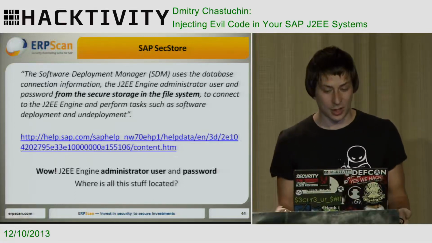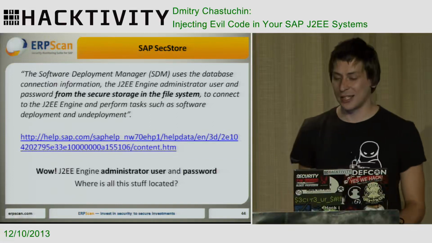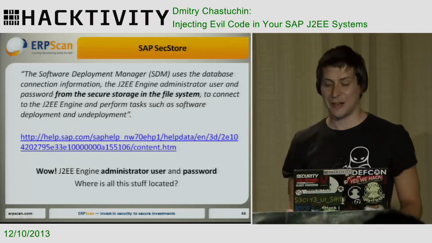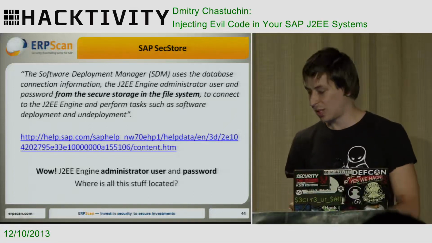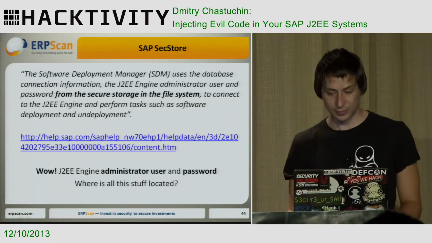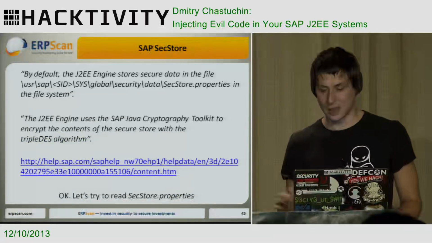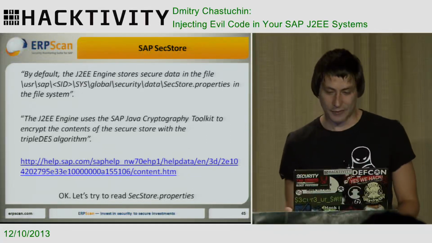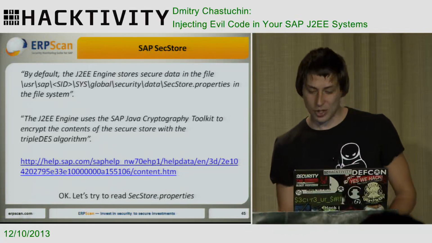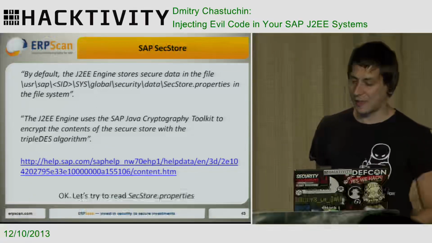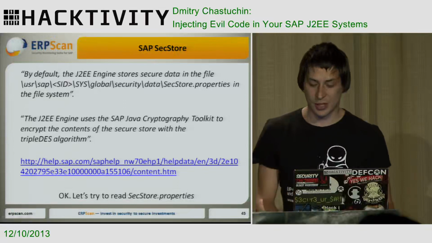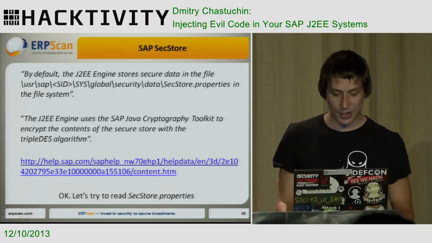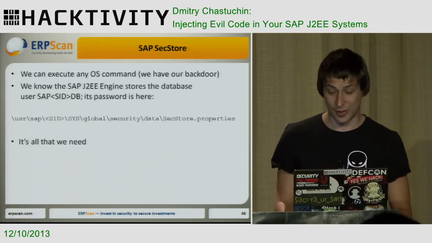What can we do? SAP documentation says something about the SAP secure store, a place where Java passwords are stored. Let's try to find it. Let's go back to SAP documentation and see. By default, the J2EE engine stores secure data in the file secstore.properties and encrypts the content of the secure store with the triple DES algorithm. Not bad. Let's try to read the secstore.properties file.